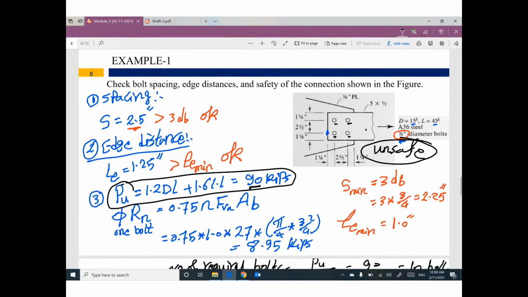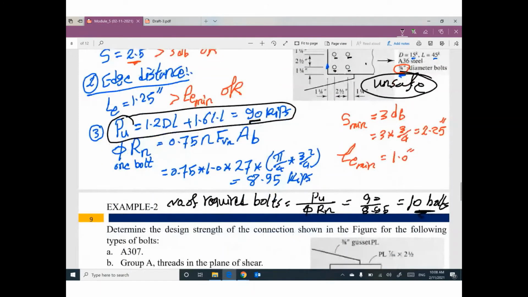I got the design strength of one bolt. What is the P ultimate in the member? It's under tension anyway. So I calculated how many bolts I need. I found I need 10. However, the given bolts are 4. That means this connection is unsafe.